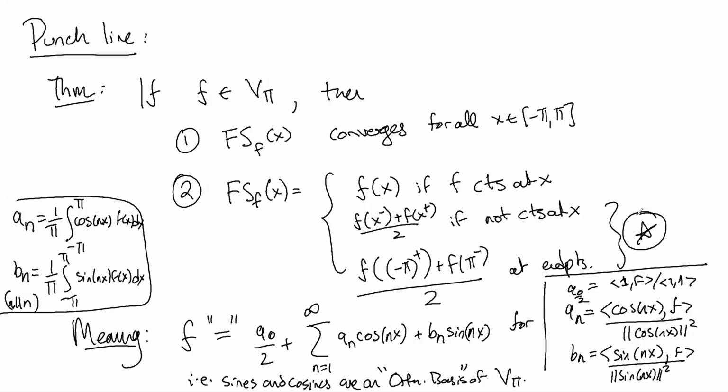And the other thing is it's an infinite series, right? Technically, basis means linear combination. Linear combination means a finite sum. So this is an infinite sum. That's why it's in quotes. But this is how I think of the meaning: sines and cosines are an orthonormal basis of essentially all reasonable functions.